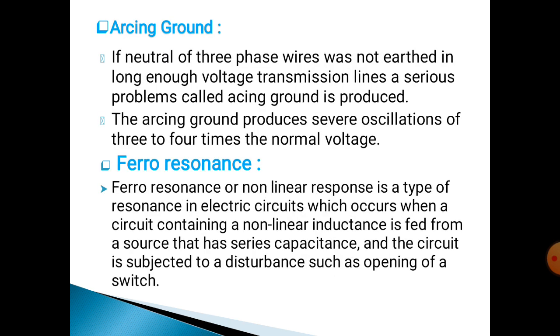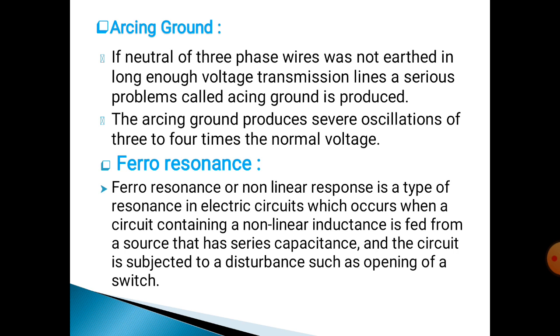The next topic is arcing ground. Arcing ground is a grounding phenomenon. If a fault occurs in any system and the neutral of a three-phase wire is not earthed for a long time, the voltage of the transmission line has double the range of frequency and voltage. It is a serious problem that occurs on that particular three-phase or single-phase line, and it is called arcing ground. If this problem occurs, it produces several oscillations of three to four times the normal voltage. This is the main thing about arcing ground.